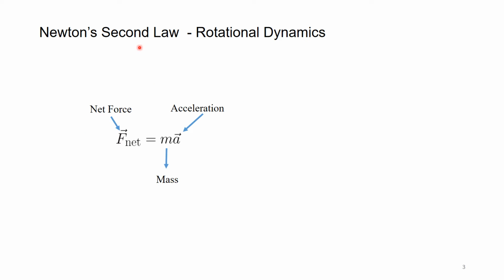Now let's look at Newton's second law and apply it to rotational dynamics. This is what we know about Newton's second law for linear motion: the net force acting on an object equals mass multiplied by the acceleration of the object. This applies for linear acceleration, and the force applied is a linear force.